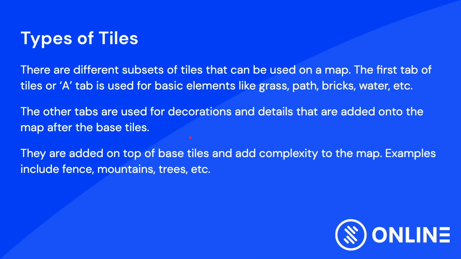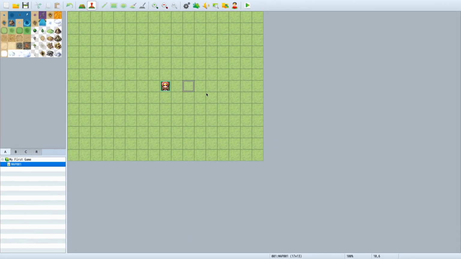So there's going to be a lot of types of tiles that we can pick from. And I just kind of explained this, but here's a little bit more of a formal definition. For the types of tiles, there are different subsets of tiles that can be used on a map. The first tab of tiles, or the A tab, is used for basic elements like grass or paths, bricks, and water. Other tabs are used for a lot more decoration and detail that are added on top of these base tiles, to add complexity to the map, maybe like mountains, like I said, or trees, buildings, some roads.